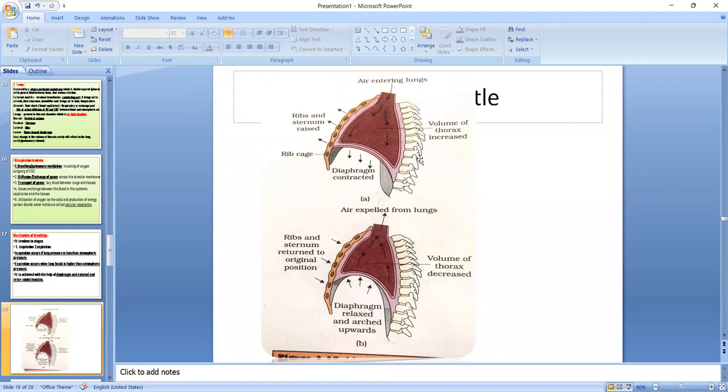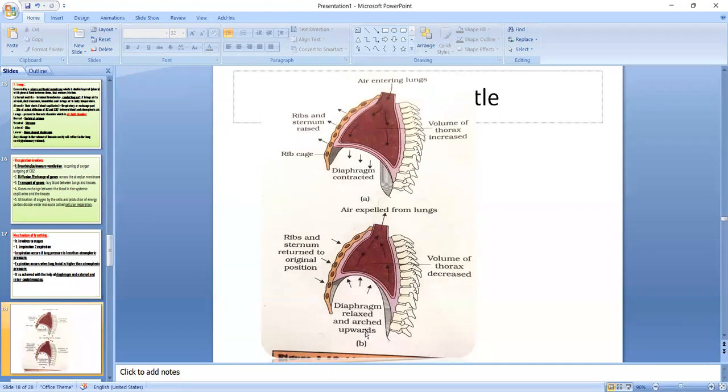In the same way, when these expanded ribs and the contracted dome shaped diaphragm come back to normal shape after their expansion, the size of the internal cavity of the lungs is reduced. So that exerts pressure on its wall. So the air is forcefully thrown out of the lungs to the exterior through the external nares or external nostrils. Ribs and sternum return to original position. Volume of thorax is decreased. Diaphragm relaxed and arched upwards.